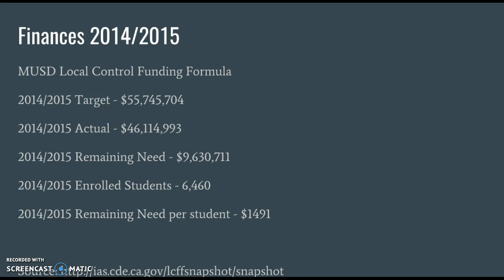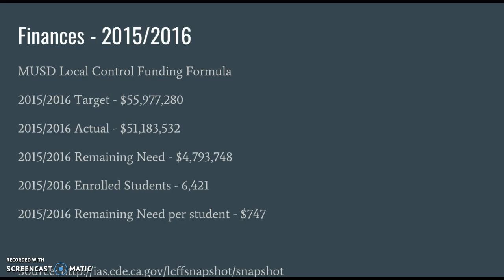That is really bad. Luckily, it gets better. In 2015-2016, their target numbers were about the same, but the actual numbers went from 46 million to 51 million. So the remaining need was around 5 million, with about the same number of students. So this number was about cut in half. We were now running a remaining need per student of $747.